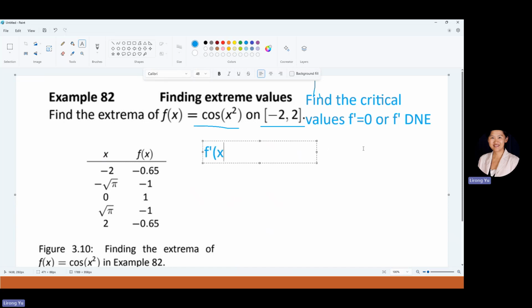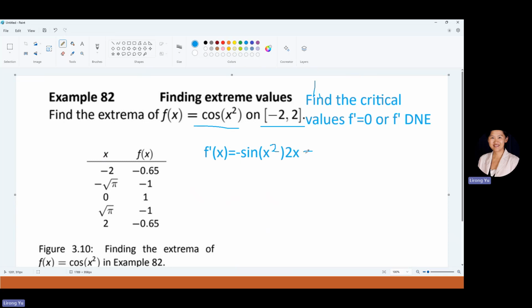So for this function, the derivative is: the outside is a cosine, so the derivative of cosine is negative sine, and you still have x squared inside. Then you also have to find the derivative of the inside function, which is 2x. Negative sine of x squared is the derivative of the cosine part, and the derivative of x squared is 2x. That's the derivative of the outside function multiplied by the derivative of the inside function.